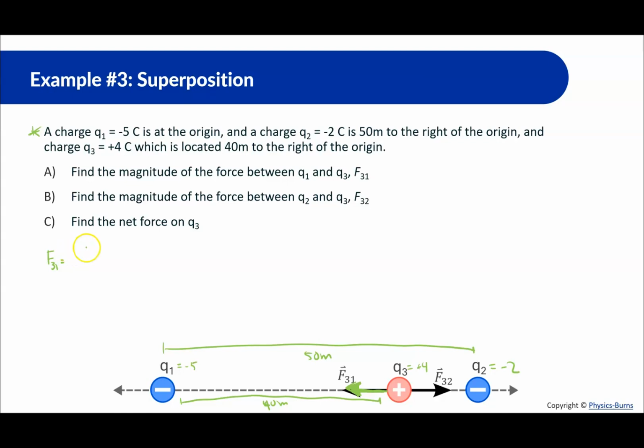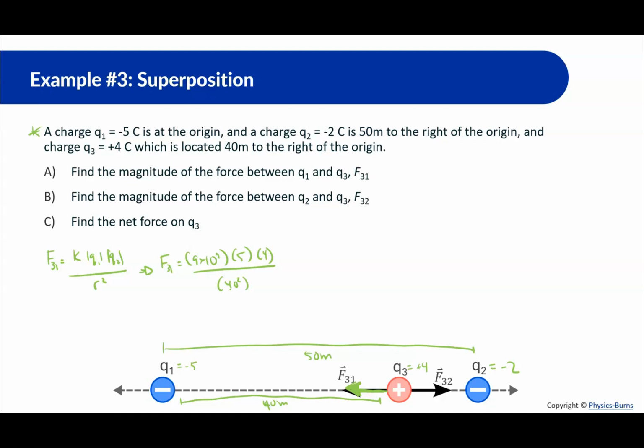And we're using Coulomb's law: F = k Q1 Q2 over r squared. All right, so let's see. F31 is equal to k, which is 9 times 10 to the 9th, charge 1, which is equal to 5, the absolute value, Q3, which is equal to 4. And how far are they from each other? 40 meters, so 40 squared.